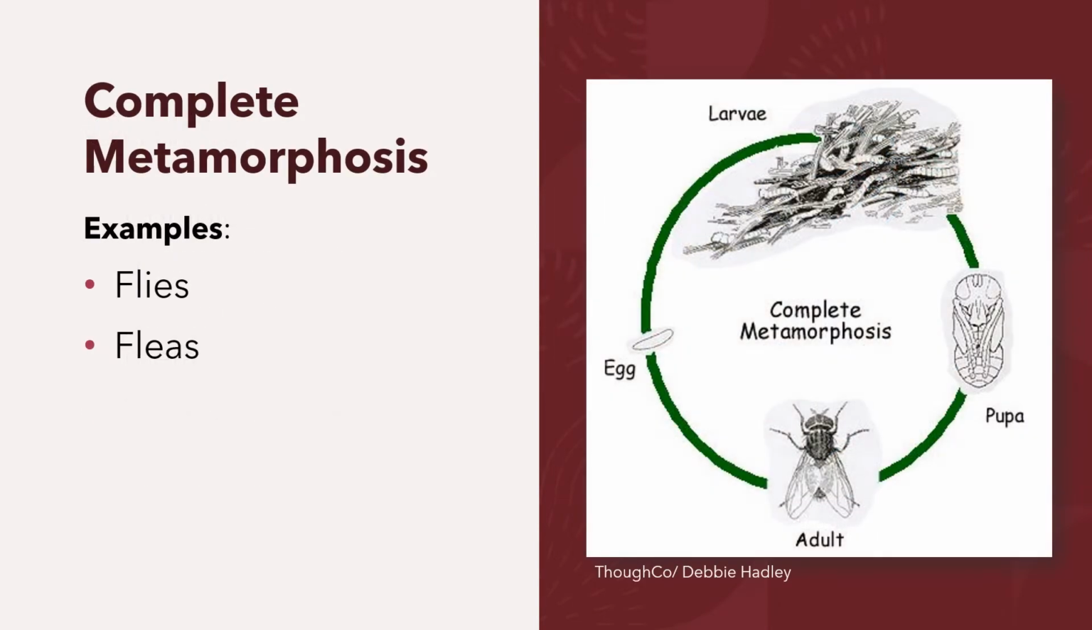We are going to begin our discussion with the complete type of metamorphosis. Examples of insects that exhibit complete metamorphosis are the flies and the fleas. The diagram shows the life cycle of the flies. It shows the developmental stages that include the egg, the larva, the pupa, and the adult. Most insects undergo complete metamorphosis over the course of their lifetime. Each stage of the life cycle is marked by a distinctly different appearance.